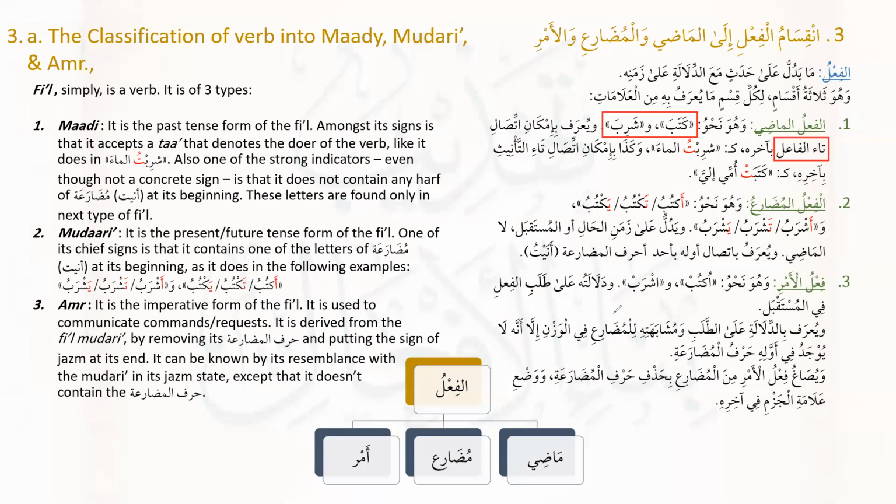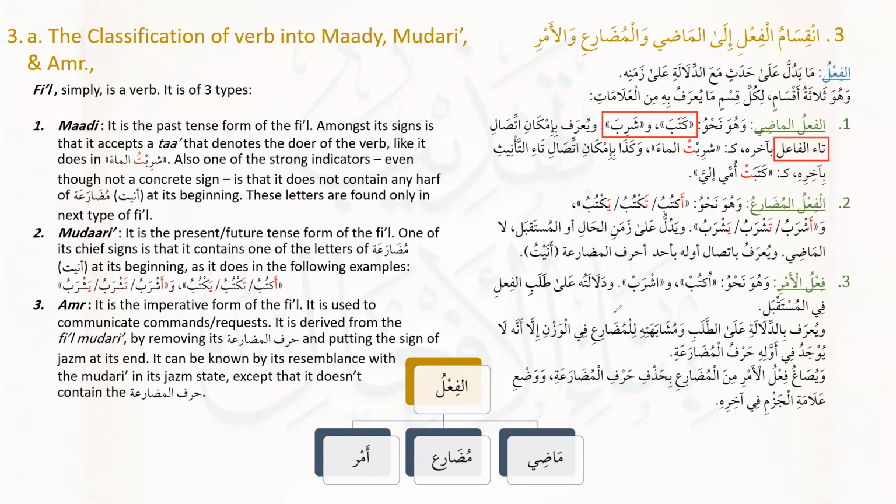This is called in English imperative. ودلالته على طلب الفعل في المستقبل. What does this denote? It denotes that the person who's using the فعل أمر is commanding the addressee, or requesting the addressee to do some فعل in the future. So for example, if you say اكتب, it means write. So he is asking the addressee to write in the future.